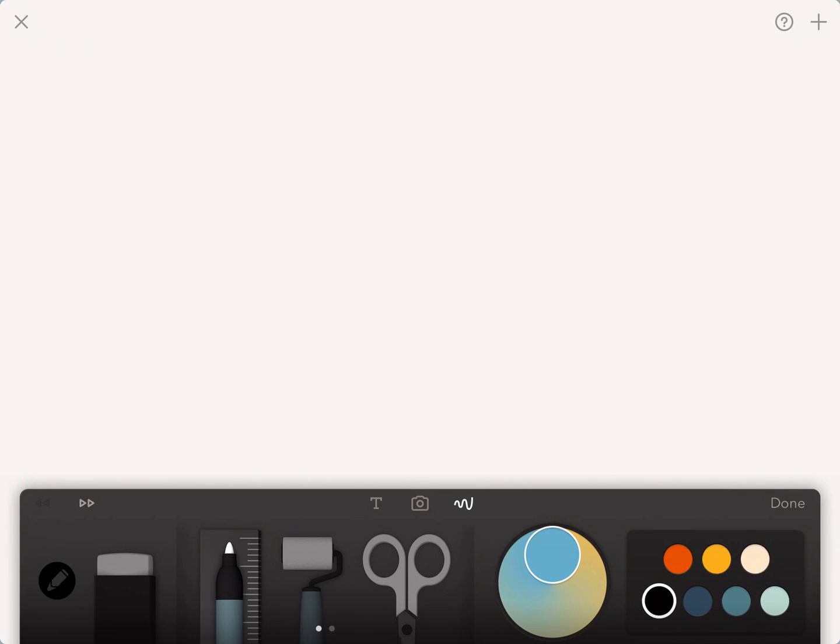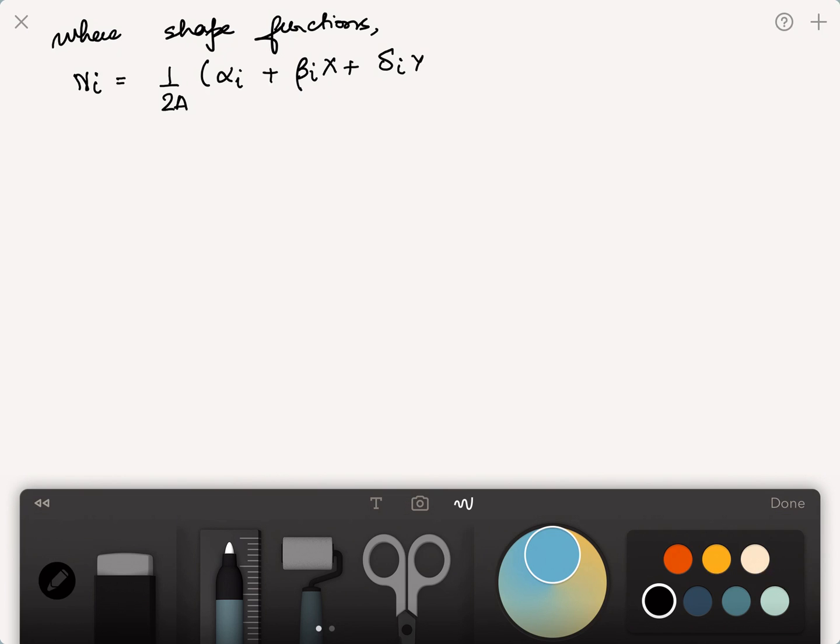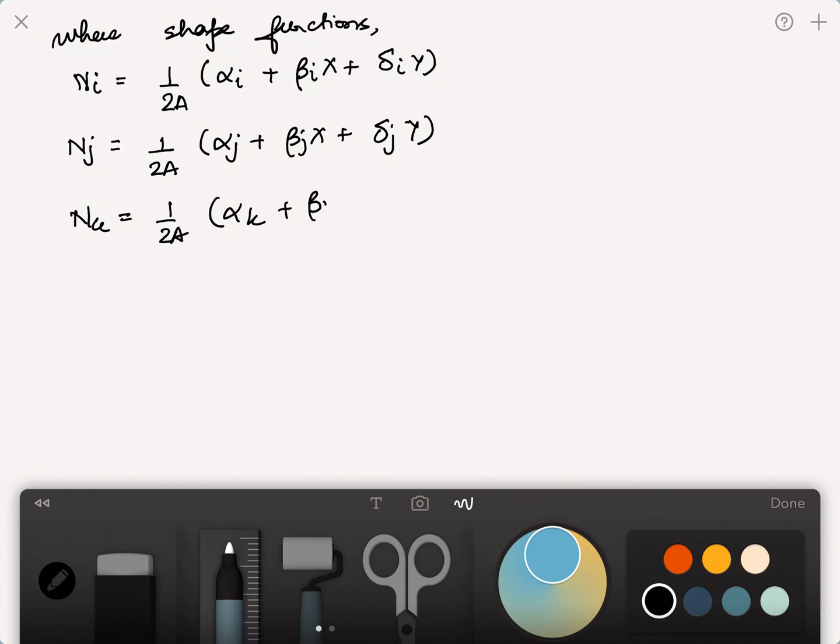So where I can write the shape functions: ni is equal to 1 by 2A times alpha i plus beta i x plus delta i y, nj is equal to 1 by 2A alpha j plus beta j x plus delta j y, and nk is equal to 1 by 2A alpha k plus beta k x plus delta k y.